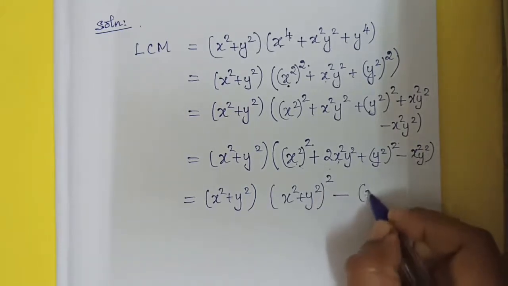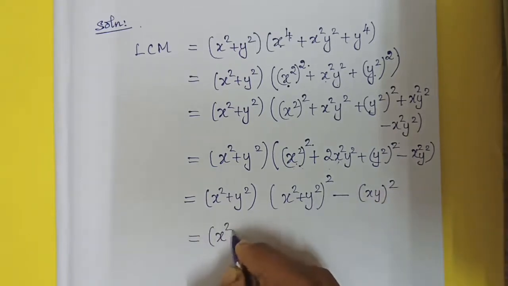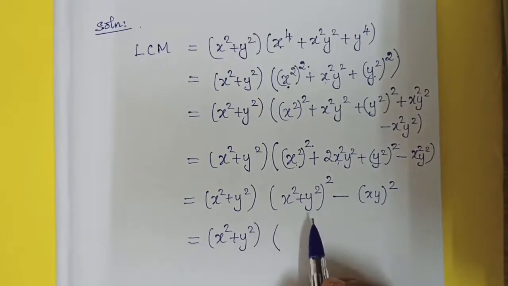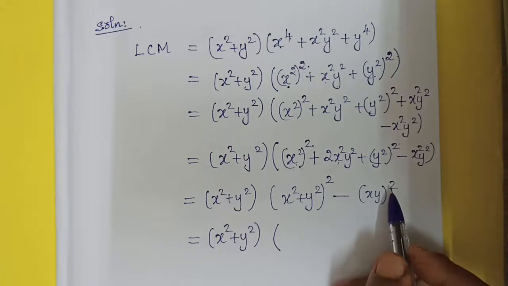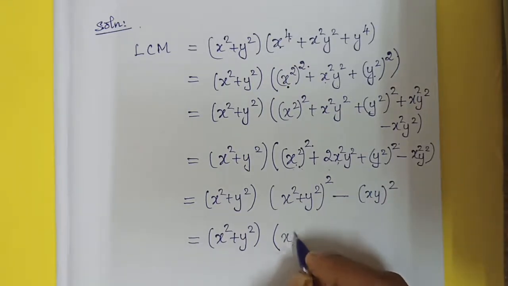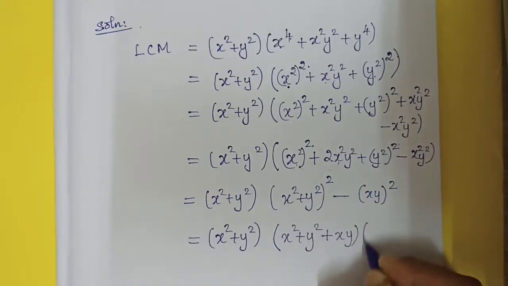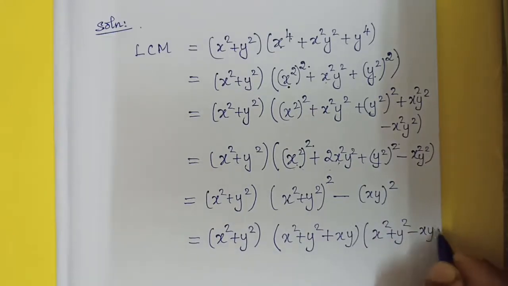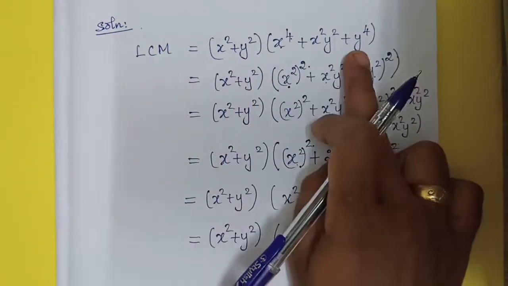How can we write this? (xy)², which is equal to (x² + y²) into... now it is in which form? a² − b². So it is very easy, no? (a + b)(a − b). So (a + b) into (a − b). That's all. So the LCM, one single line only they gave.